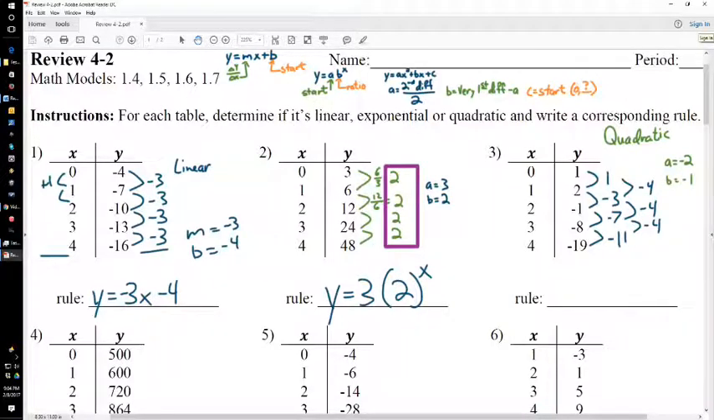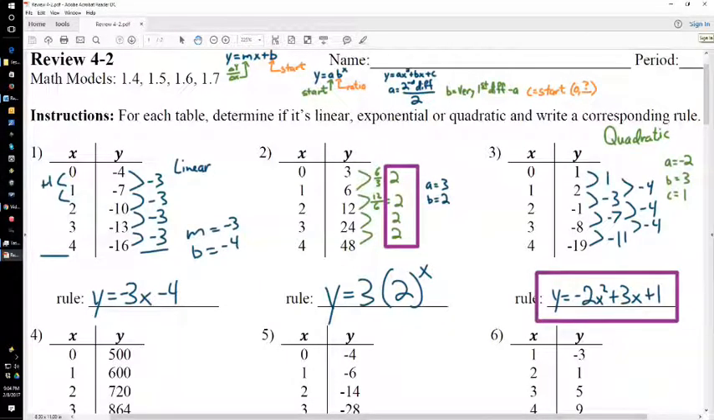1 minus negative 2 is 1 plus 2. 1 minus negative 2 is 3. So B equals 3. And last but not least, C is your starting point. And when x is 0, y is 1. So for this one, y equals negative 2x squared plus 3x plus 1. That is your quadratic equation for number 3.